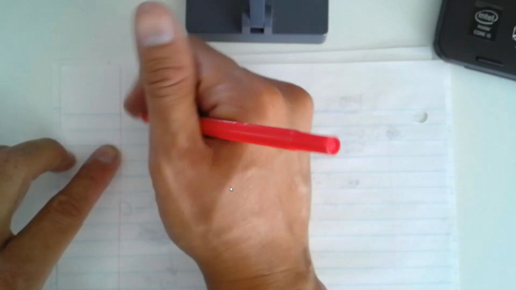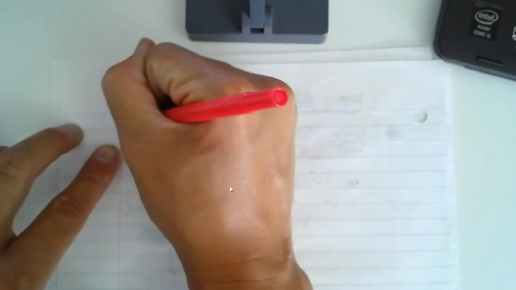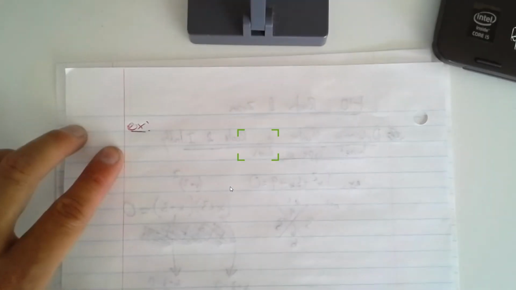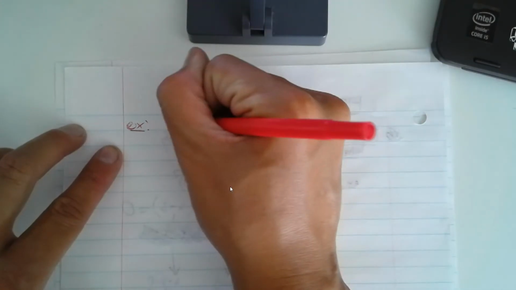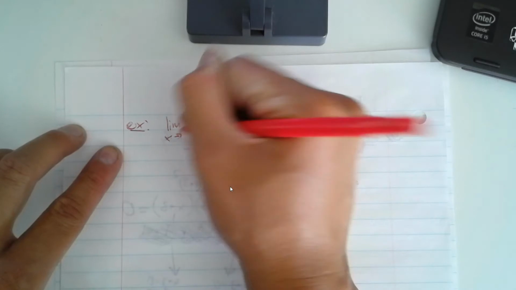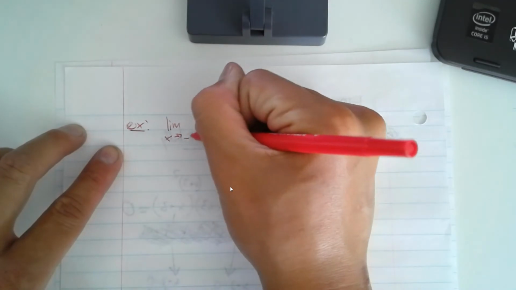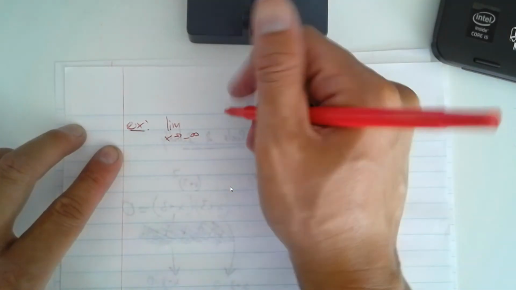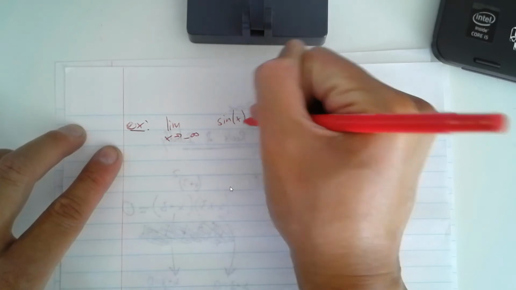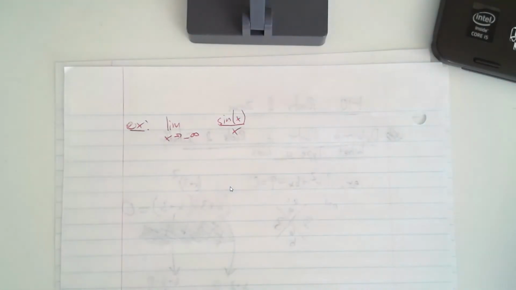Okay, so let's look at another example. The example would be the limit as x approaches specifically negative infinity of sine of x over x.